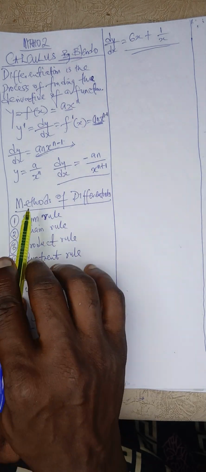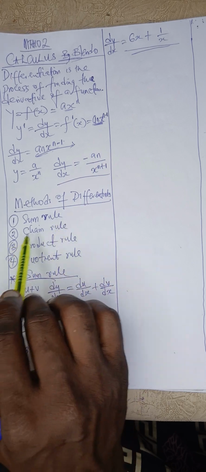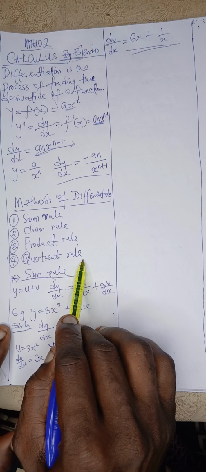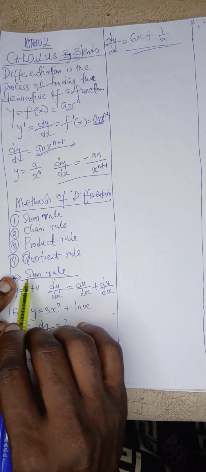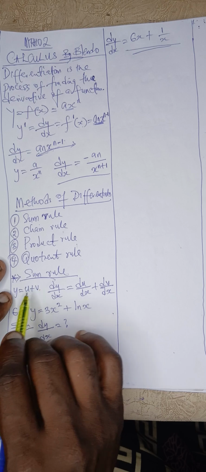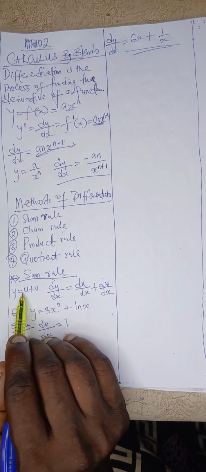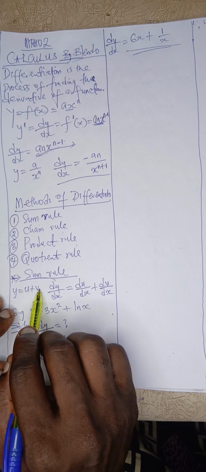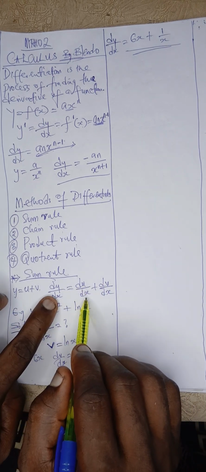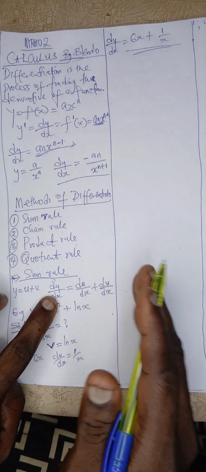So therefore, methods of differentiation, we have sum rule, chain rule, product rule, quotient rule. Okay? Then let's look at sum rule. When you have y equal to u plus v, this is the sum rule. y is a function of x, u is a function of x, and v is a function of x. Then if you are getting dy/dx, you are differentiating u with respect to x, so du/dx plus dv/dx individually, one after the other.